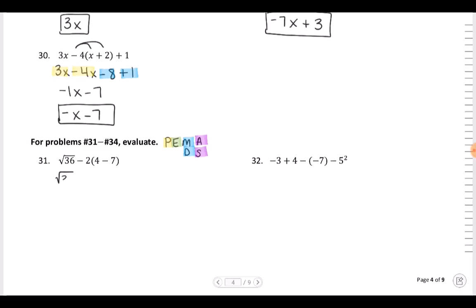So square root of 36 minus 2, and inside my parentheses, I need to take 4 minus 7. Now 4 minus 7 is negative 3. Okay, so my grouping symbols are done.